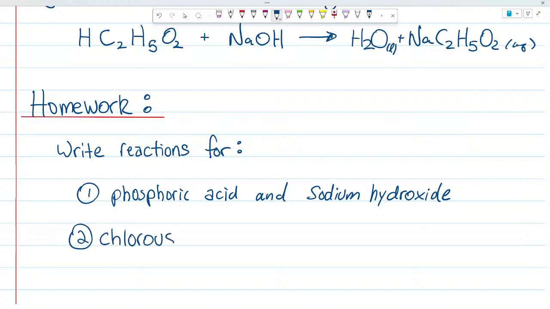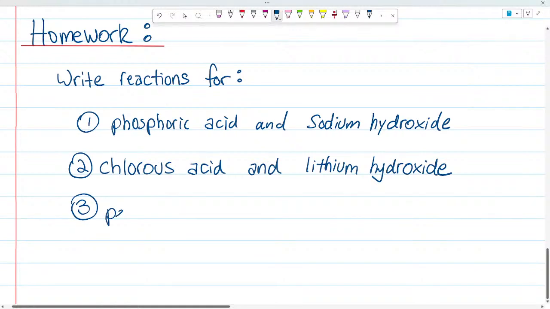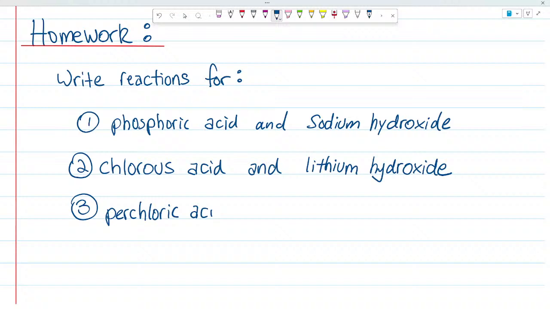Chlorous acid and lithium hydroxide. Perchloric acid and magnesium hydroxide.